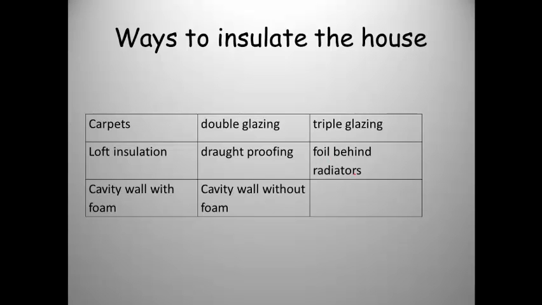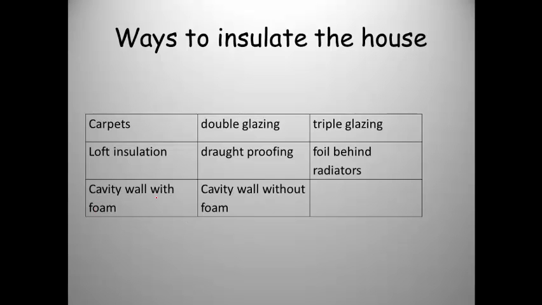Now foil behind the radiators will stop conduction from happening, because the radiators are just attached to the wall, so they will start heating up the wall, won't they? Which obviously will be conduction. But if you put a layer of foil behind it, it will reflect the heat back into the house, and this will stop conduction.